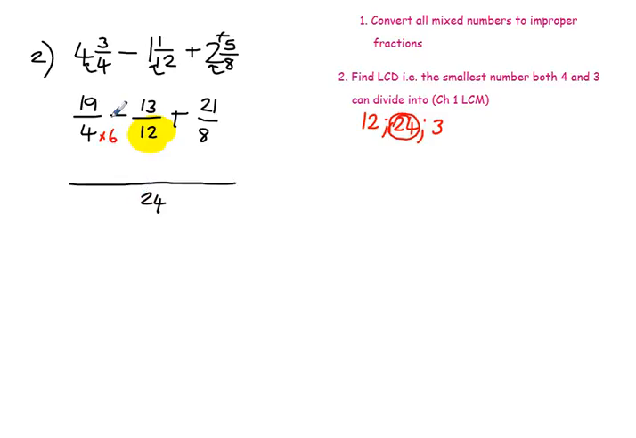We're going to say 4 multiplied by what will give 24. 6 fours are 24. Therefore 19 multiplied by 6. You see we're making an equivalent fraction. Would be 114. 114 minus 12 multiplied by 2 will give me 24. Therefore, I must multiply by 2. 13 multiplied by 2 is 26.